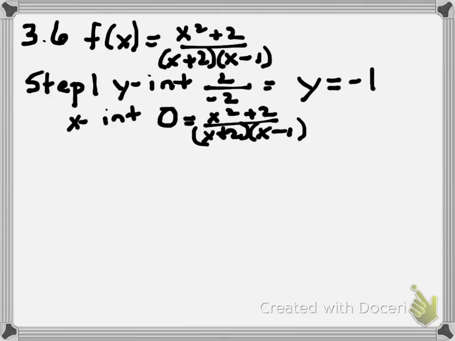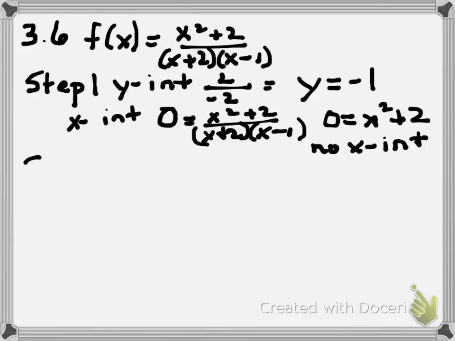So I have 0 is equal to x squared plus 2. If I subtract 2, I have x squared equals negative 2, which is not going to happen. So that means that there is no x-intercept. That's step 1.